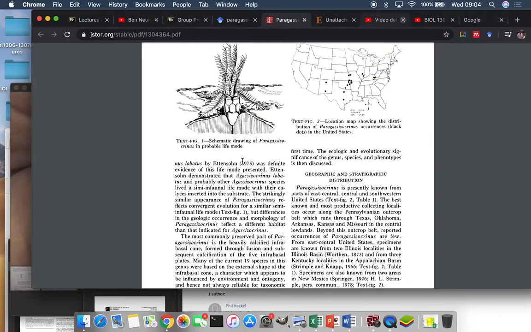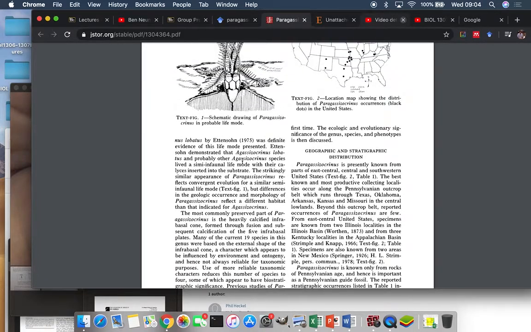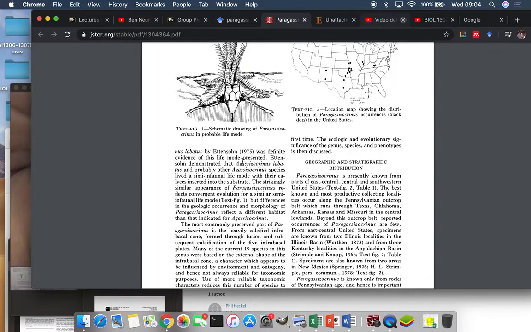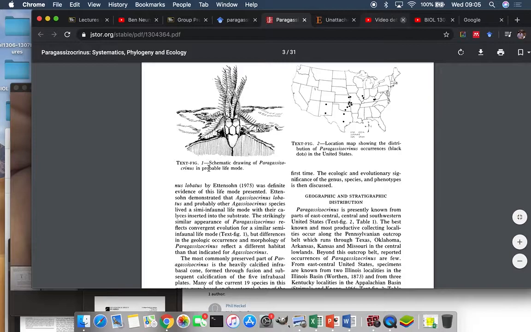I'm going to start out by going through the figures. I think that's the best way to approach a scientific paper, by looking at what they're showing you and critically assessing it. So let's start with this one. Text figure number one, schematic drawing of Paragasiocrinus in its probable life mode. Oh, that's interesting. It's showing it about halfway buried in the dirt. Incidentally, this bottom little part here is the only part that we actually had in our fossil, but this shows what they think the rest of the critter would have looked like.